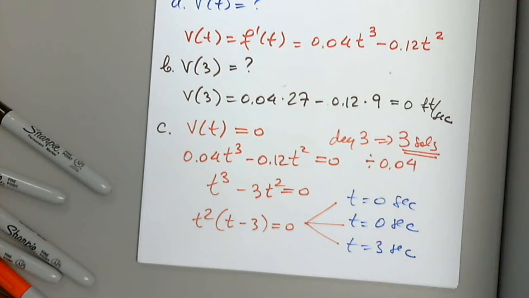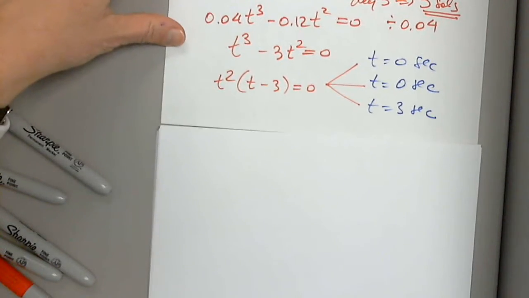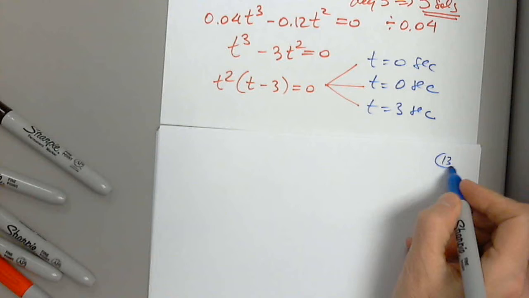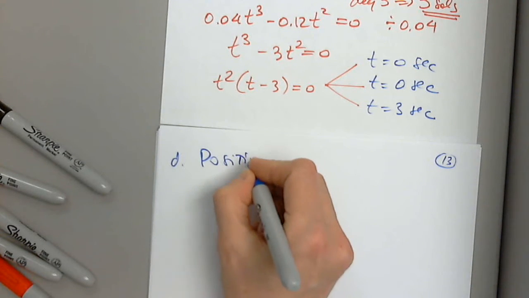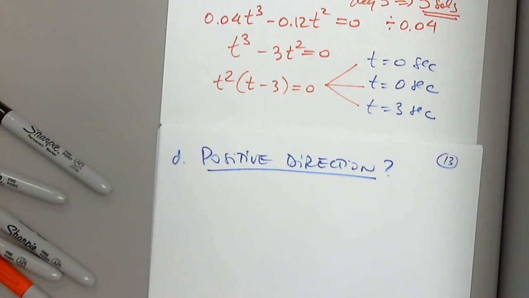Part D. When is the particle moving in the positive direction? Remember the throwing of the ball up in the air, right? We can consider that the particle is going up or down, or we can consider that the particle is going to the left or to the right. To the left would be negative, so it's going back. To the right would be positive. But let's explain going up and down because it's somewhat easier to understand.